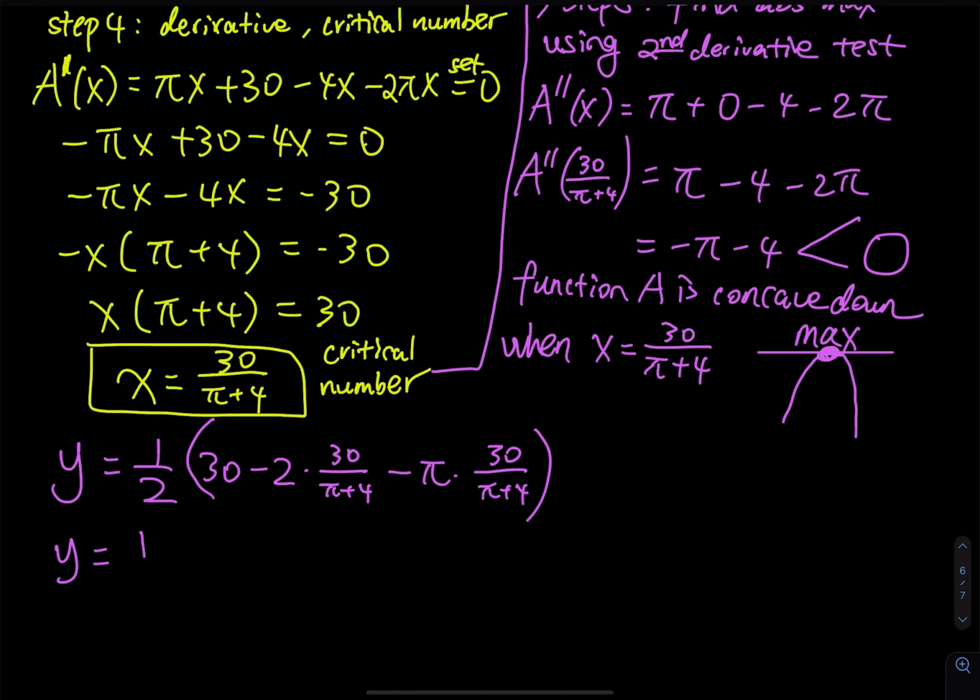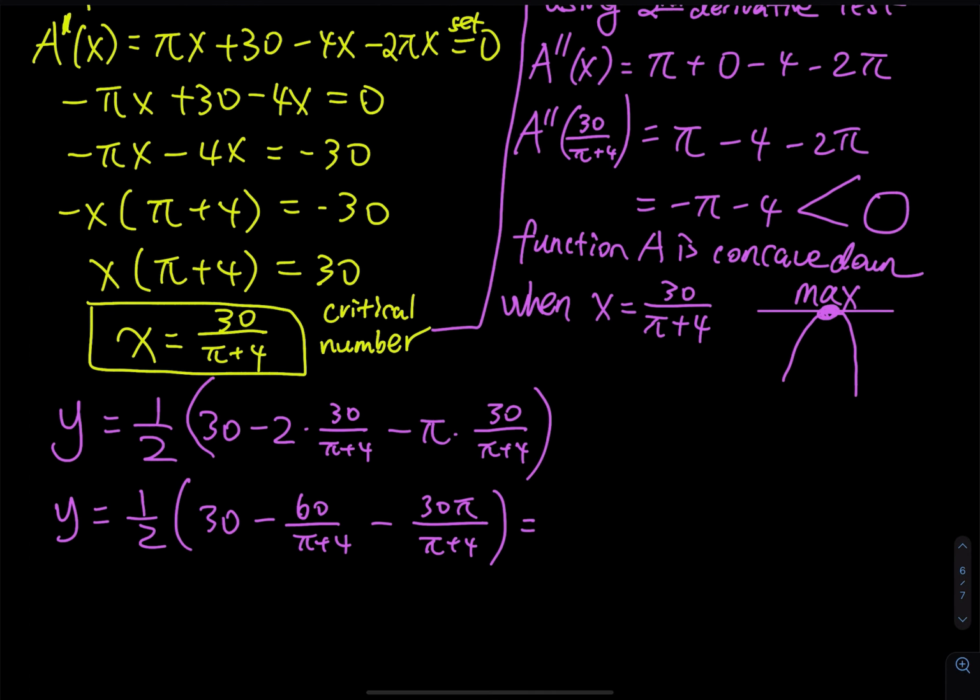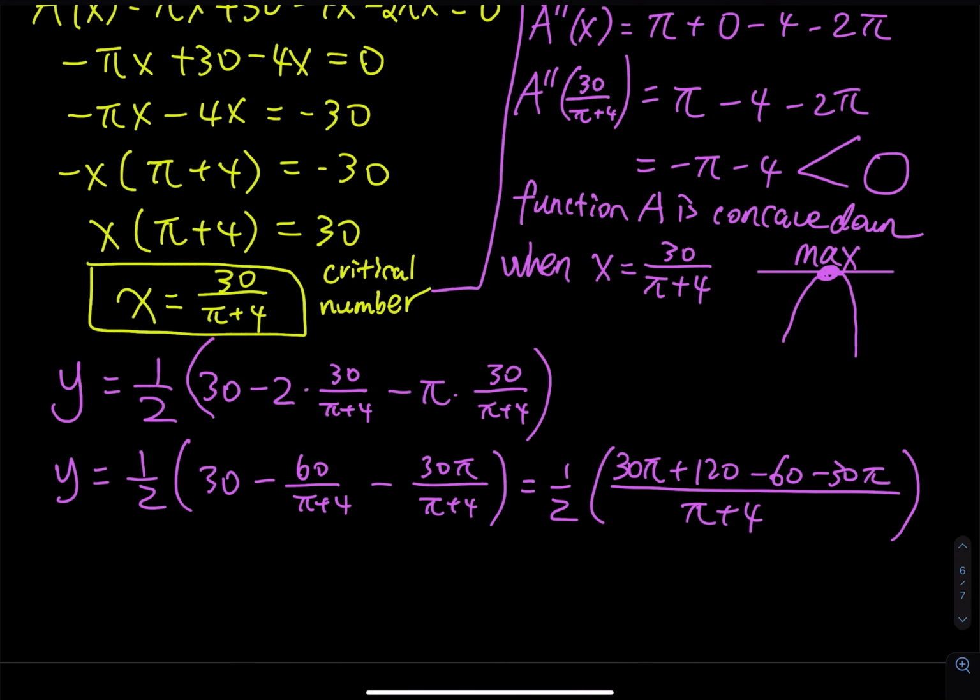So y is equal to 1/2 times 30 minus 60, right? Divided by pi plus 4, and then minus 30 pi divided by pi plus 4. And then what else can we do? Let's get a common denominator. So 1/2, and the common denominator is pi plus 4. You have 30 times that, so that will be 30 pi. 30 times 4 is equal to 120, and then minus 60 minus 30 pi. So the pi is gone, and you have 60 divided by pi plus 4, right? So you have y equals 1/2 times 60 divided by pi plus 4.